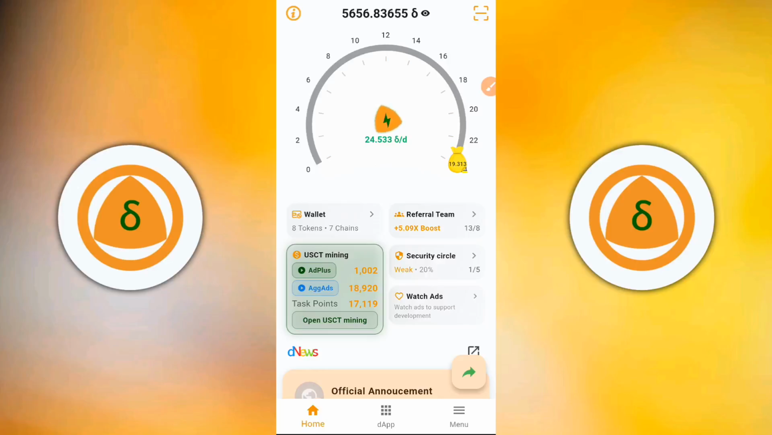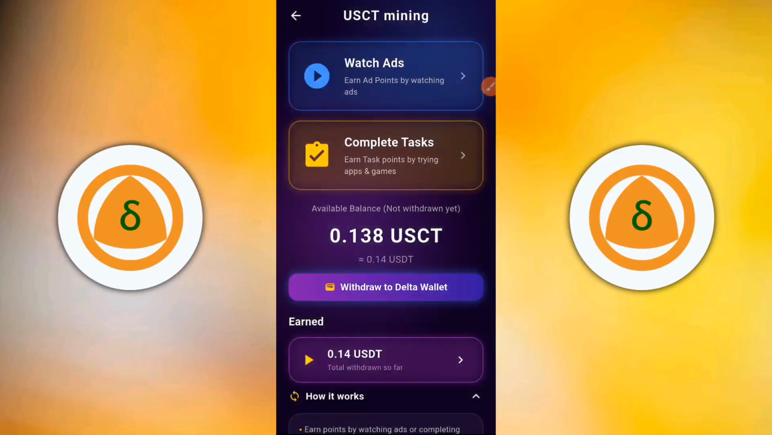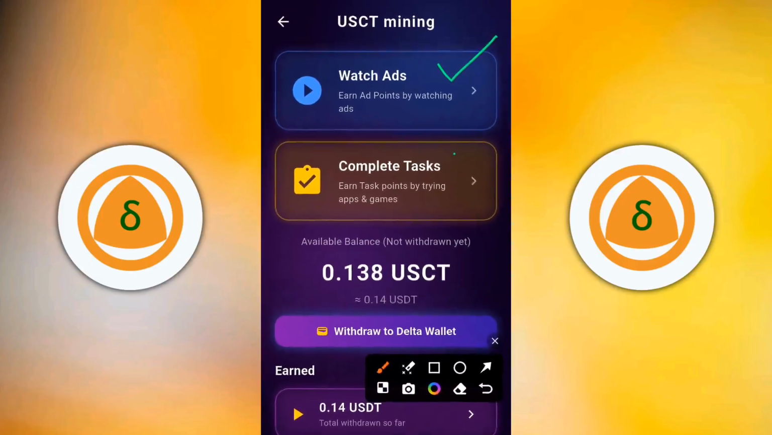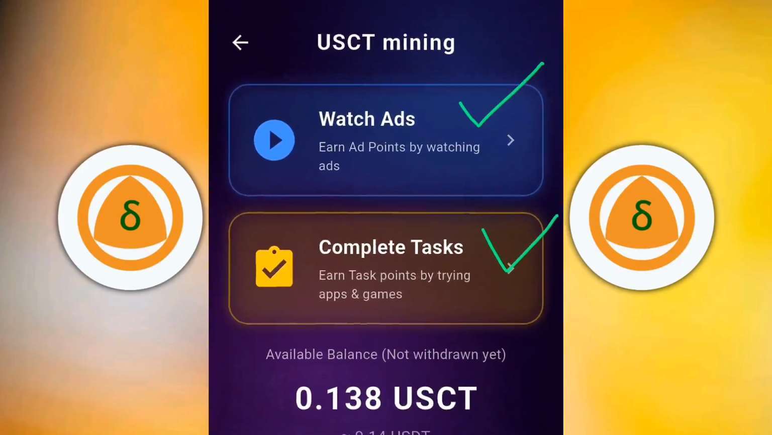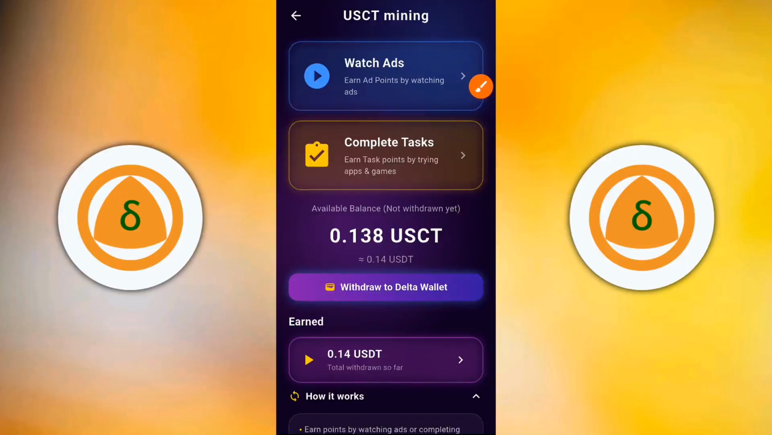So let's click on USCT mining right now. Now this is going to bring you to this page, and if you take a good look right here, you can see that we have 2 sections, the watch ad section and the complete tax section, right? These are the 2 sections on the USDT mining page. And the watch ad section, as the name implies, simply means watching ads, right? And for the complete tax, you complete tax and your balance drops here.